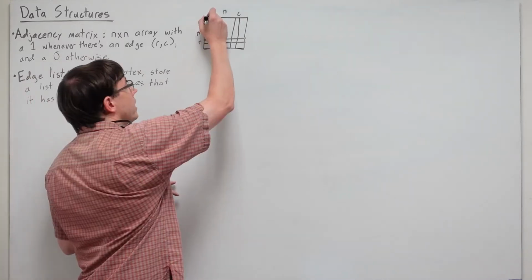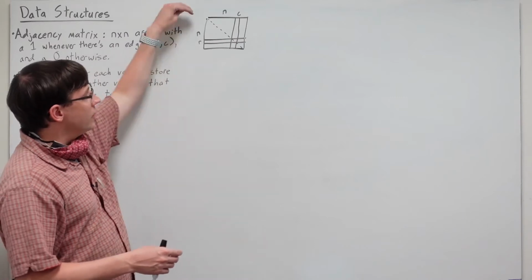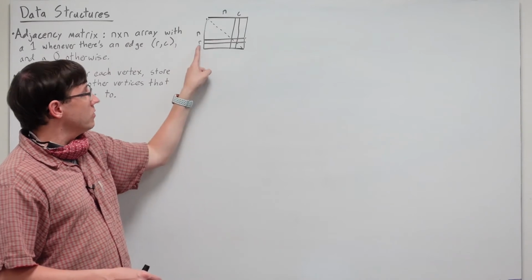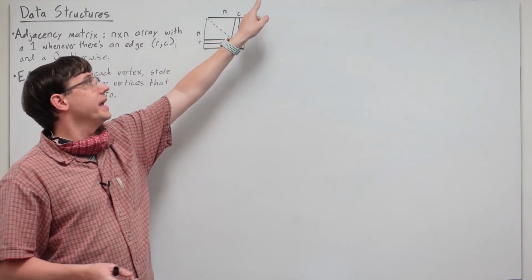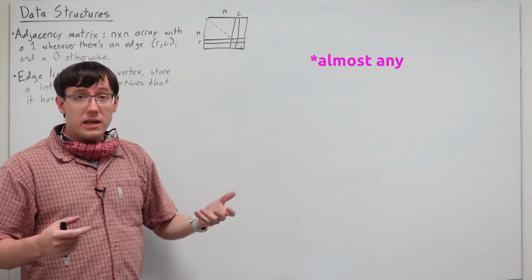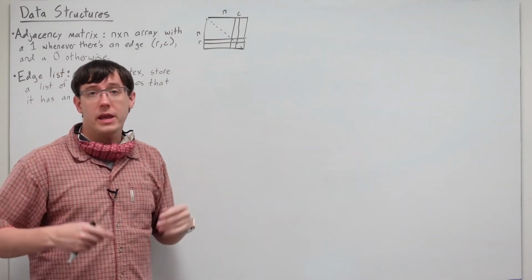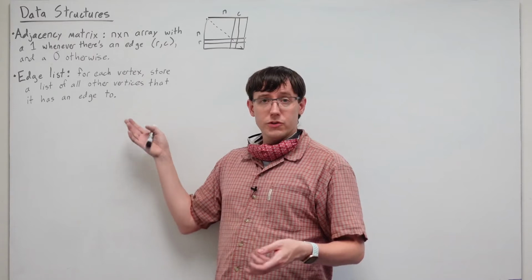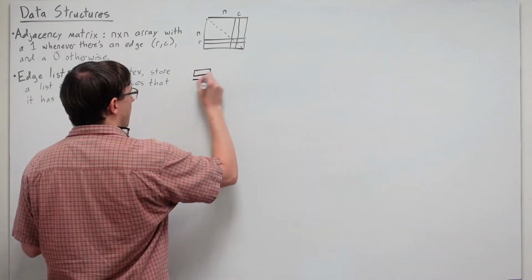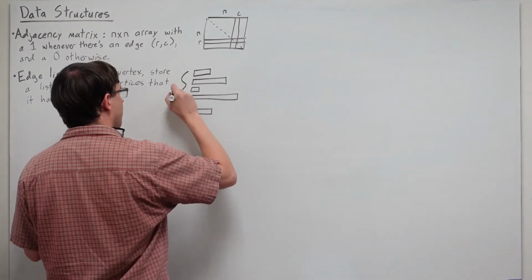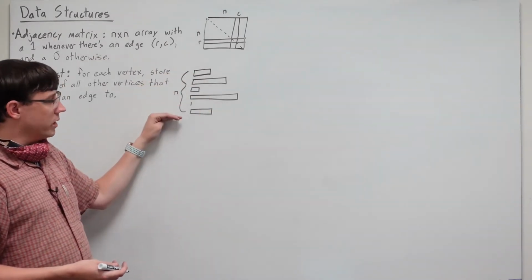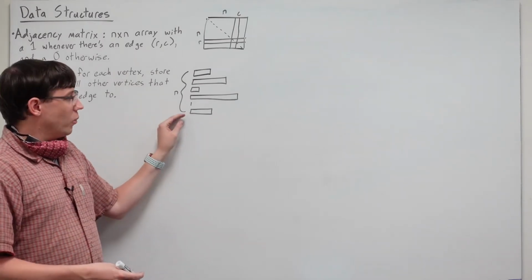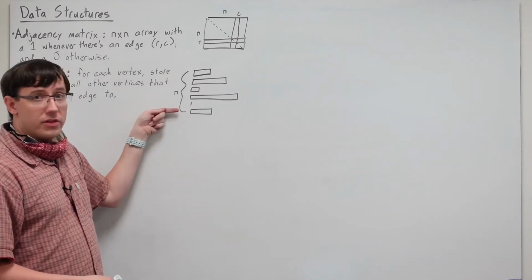In an undirected graph, this matrix has to be symmetrical about the main diagonal, because anytime there is an edge from R to C, that's the same as saying there is an edge from C to R, but any square matrix of 1s and 0s could be a representation of a directed graph. In the edge list representation, we will store n different lists, where each of these lists corresponds to one of the vertices and will contain all of the other vertices where there is an outgoing edge from this vertex.